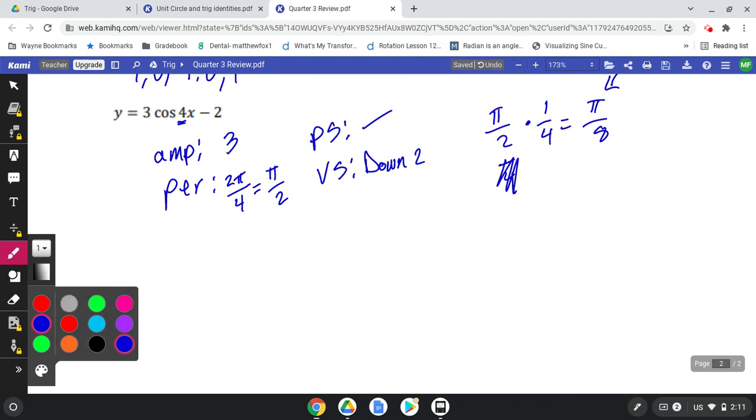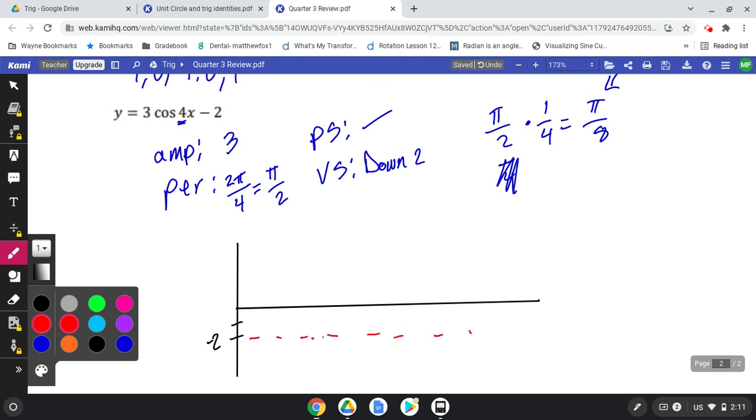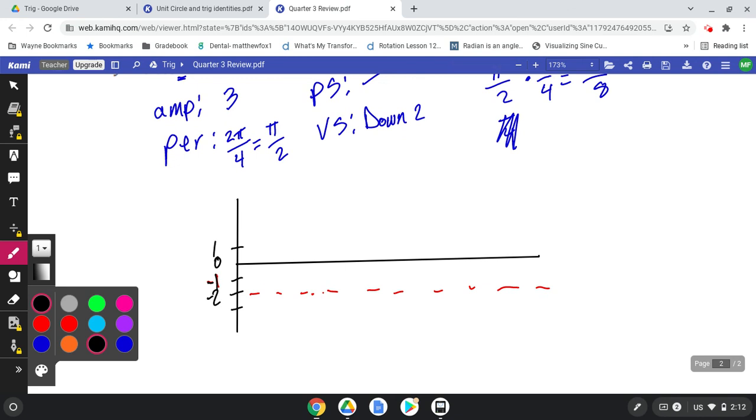Let me switch to black here. We draw, and we know it's down 2. And so that is the midline right here. We know the midline will be at -2. And then the amplitude is 3, so it'll be up to -1, 0, and then all the way up to 1. It will also be down -3, -4, -5 will be the bottom.